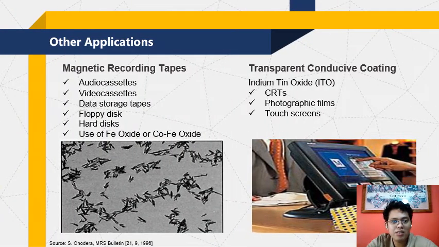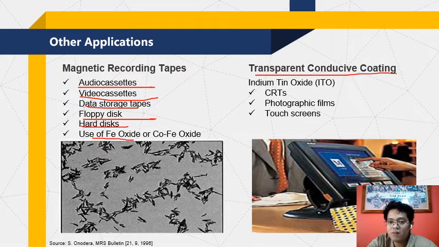Other utilization includes magnetic recording tapes. So nanomaterials are also important components in your audio cassettes, video cassettes, data storage tapes, floppy disks, hard disks, and the use of ferrous oxide or iron oxide as well. And then for transparent conductive coating, indium tin oxide is utilized, and it can be found on your cathode ray tubes, photographic films, and even touch screens.